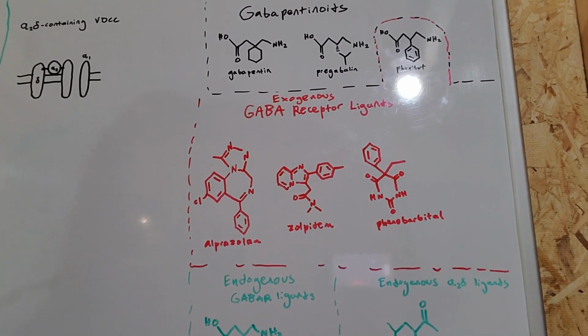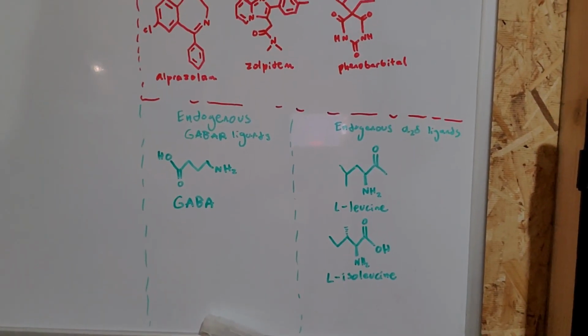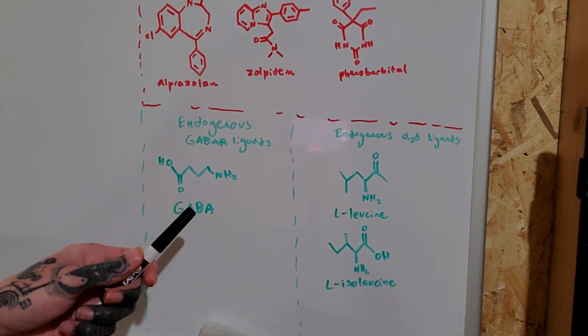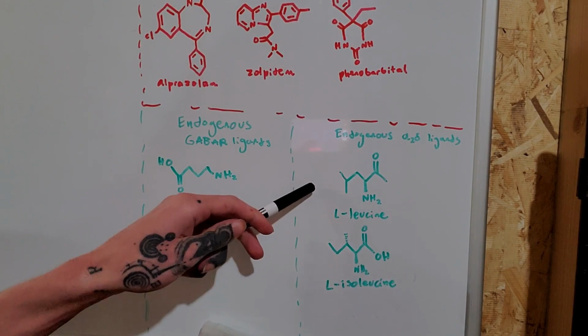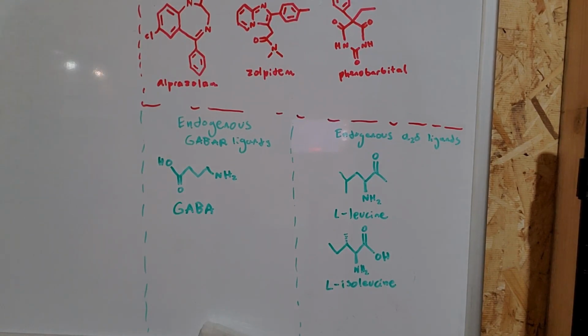So then we have the endogenous ligands of both the alpha-2 delta subunit containing VDCCs as well as the GABA receptors. So the endogenous GABA receptor ligand is GABA, as mentioned before. And the endogenous alpha-2 delta ligands are L-leucine and L-isoleucine, both amino acids, and both ligands of the site that gabapentinoids bind to. So now that we got the molecular structure differences out of the way, I'd like to go into the receptors themselves.